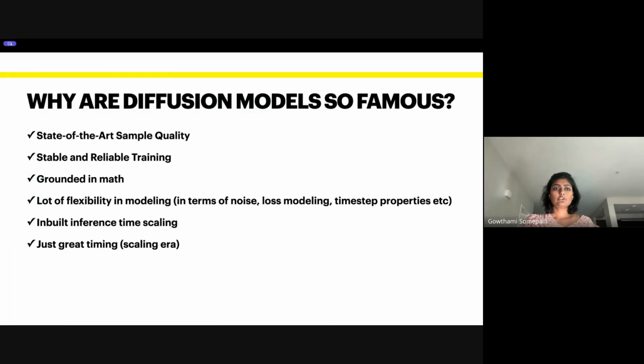Okay, so the next question that might come up is why are diffusion models so famous? So the first thing, state of the art sample quality. This is the main reason. They generate images with unprecedented realism and detail, setting a new standard for quality. And this is the technology behind Midjourney and all these very successful image generative companies. And the second thing is the training is really stable.